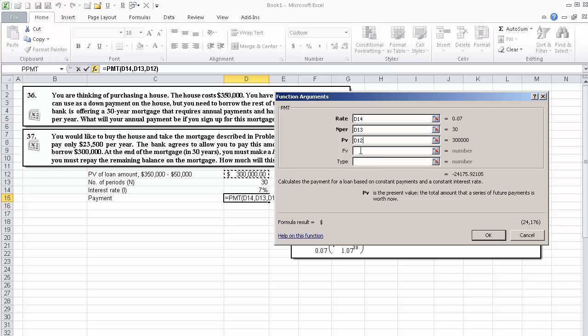The future value is going to be 0. We're going to pay it all off. And we can leave the type blank as well. That just asks, is the payment made at the beginning of the year, which would be an annuity due, and you'd make it a 1, or make it 0, or leave it blank for an ordinary annuity. And if they don't tell you the payment occurs at the beginning, you assume it's an ordinary annuity.